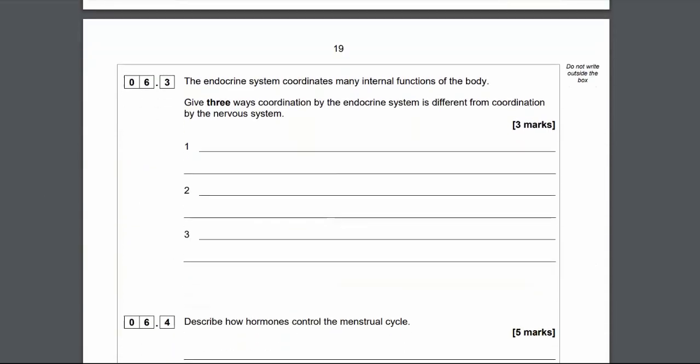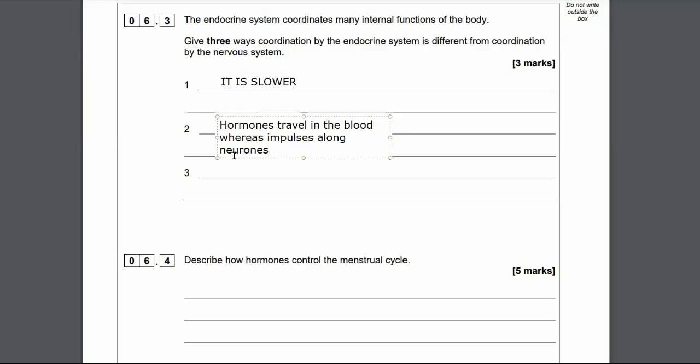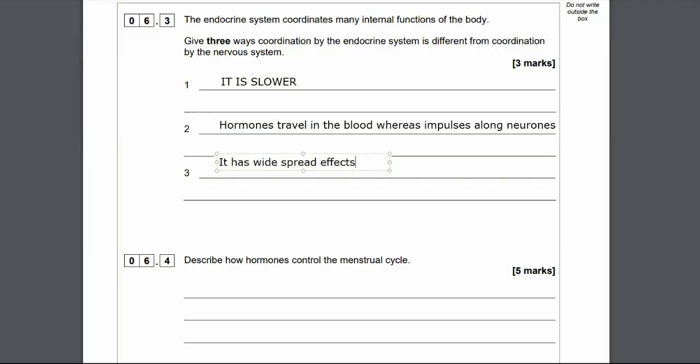Right, let's move on. 6.3. The endocrine system coordinates many internal functions of the body. Give 3 ways the coordination of the endocrine system is different to the coordination of the nervous system. Right, the endocrine system is this system that releases hormones. It kind of works in tandem with the nervous system a lot of the time, but hormones are a lot slower, and that's one of the points. They're not as fast. Also, hormones travel in the blood. They're soluble chemicals that dissolve in the blood, whereas impulses are electrical signals traveling along neurons.